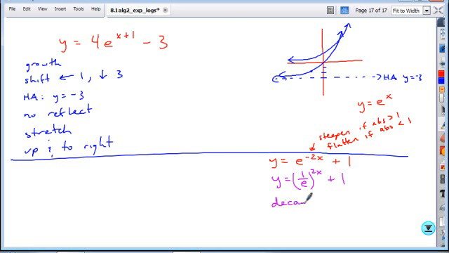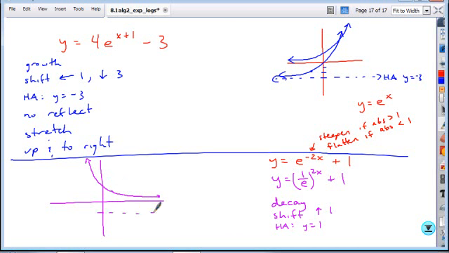So this is decay. Are there any shifts that are occurring here? Horizontally, what shifts occur? None, right? It's just the steepen. It's not going to shift at all. And what vertical shifts are occurring? Up 1. So that means our horizontal asymptote is at y equals 1. And again, remember what the model for decay looks like. It looks like this. So here's our decay model, and we're going to shift this up 1.